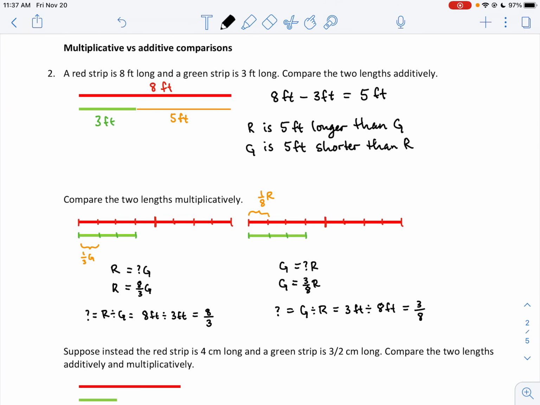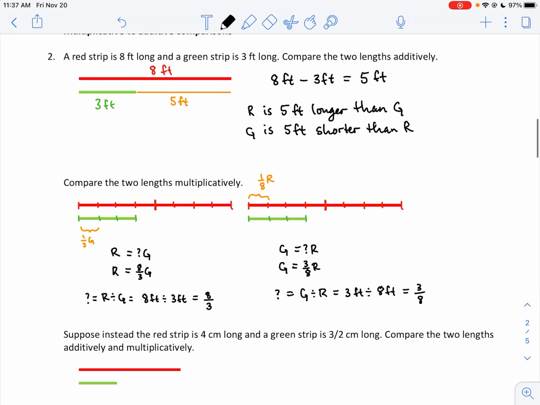So looking at this, the additive and the multiplicative comparisons, we see that if you want to do an additive comparison, you use subtraction. You do longer minus shorter, and you get the difference. And if you want to do a multiplicative comparison, there are two ways to do it. You could do the red divided by the green to get one direction of comparison, or you can do green divided by red to get the other direction of comparison.